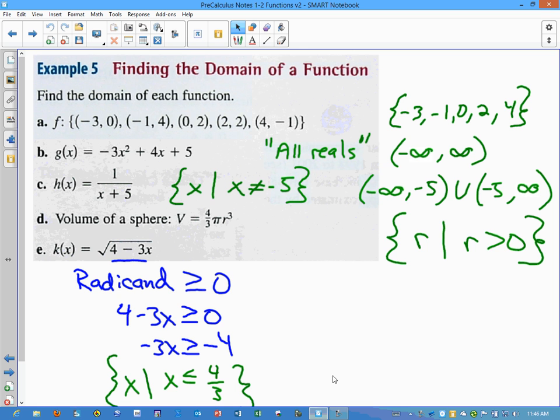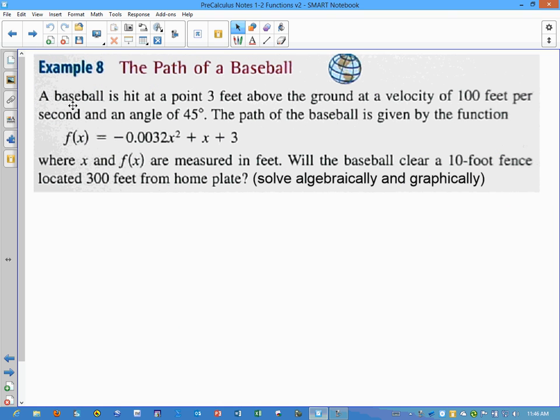All right, let's look at one final example. It's going to be a nice little word problem. It says a baseball is hit at a point 3 feet above the ground at a velocity of 100 feet per second and at an angle of 45 degrees. The path of the baseball is given by the function f of x equals this equation. Notice that this is a second degree polynomial, so the graph of this would be a parabola, as we would expect in projectile motion. And it says x and f of x are measured in feet. And the question is, will the baseball clear a 10-foot fence located 300 feet from home plate? And they want us to solve it algebraically and graphically.